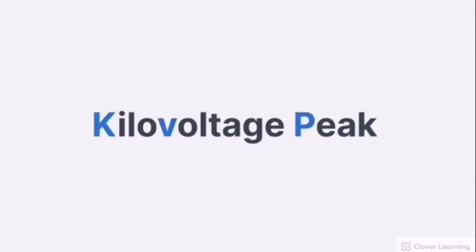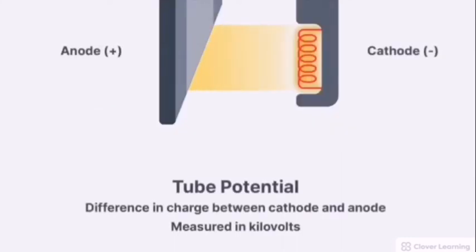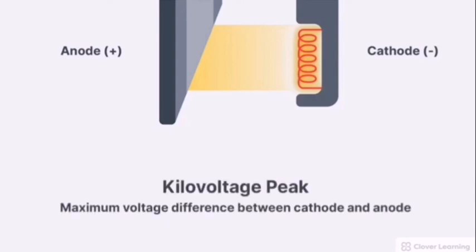peak. The kVp is what accelerates electrons and forces them through the X-ray tube. During an X-ray exposure, the cathode is negatively charged and the anode is positively charged. This difference in charge is called the tube potential or potential difference. We measure the tube potential in units of kilovolts. That's why this technical factor is called the kilovoltage peak.